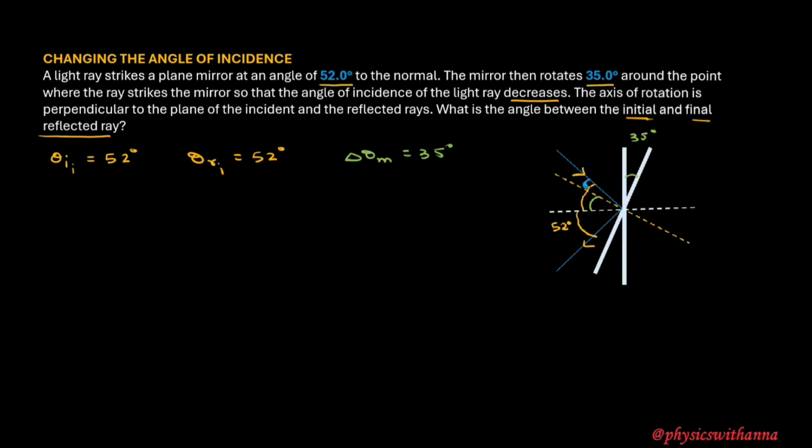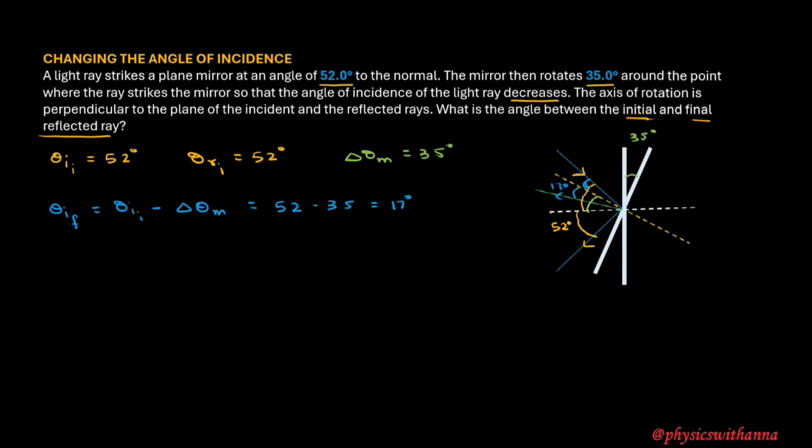And I can find this new angle of incidence by subtracting the change in normal from the initial incident angle. So I can write theta I final is equal to theta I initial minus the difference in the mirror position, which is equal to 52 minus 35. That will be 17 degrees. So the new angle of incidence is 17 degrees with the new position of the mirror. If the angle of incidence is 17, according to the law of reflection, the angle of reflection will also be equal to 17. So the new angle of reflection, that is here, is 17.